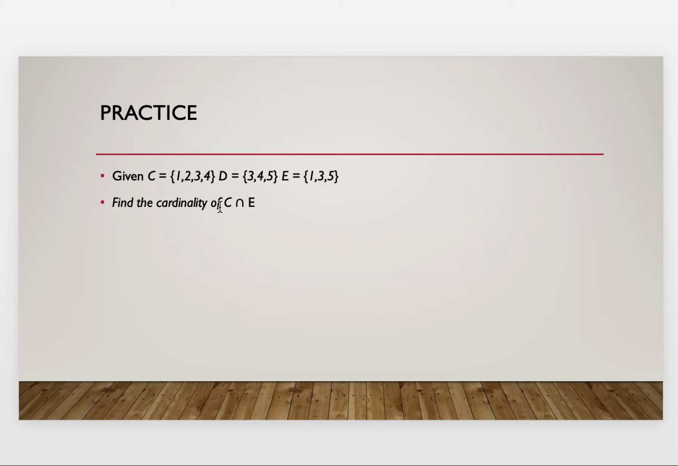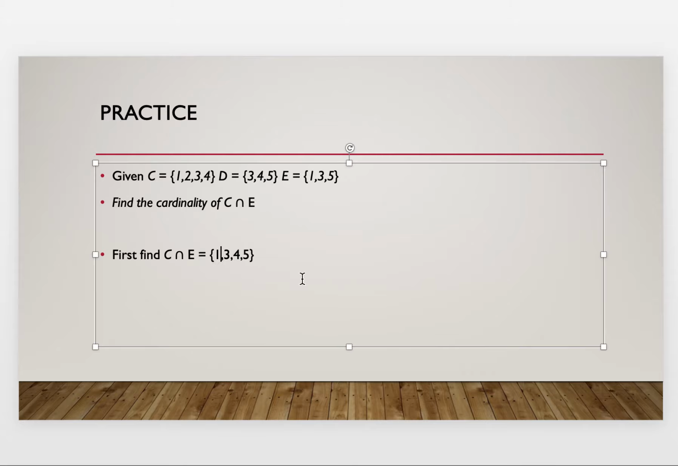If I want to find the cardinality of C intersect E, I first have to find C intersect E. So what does C have in common with E? C has a 1, E has a 1. C has a 2, but E does not have a 2. So I don't have that one. So I'm crossing out. C has a 3, E has a 3. C has a 4, E does not have a 4. And then we have a 5 in E, but no 5 in C. So there's my intersection, which is 1 and 3.